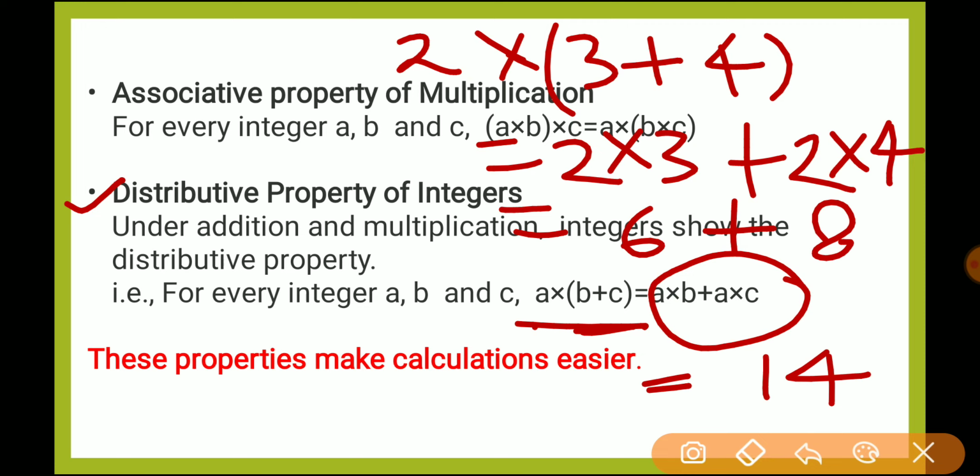Now there is one question, why are we going to use these properties? Because these properties make our calculation easy. That's why we are going to use these properties. You will observe these things in the exercise. Okay, so let's do some questions.